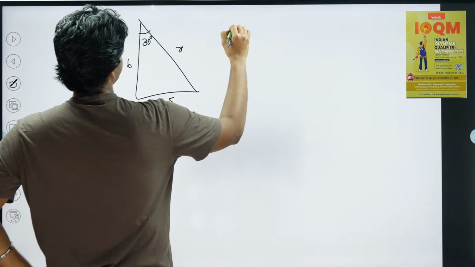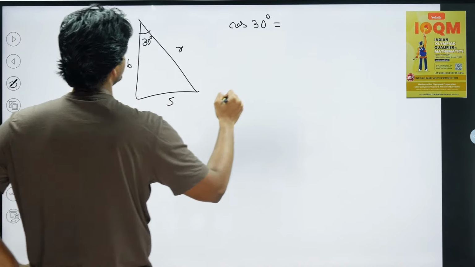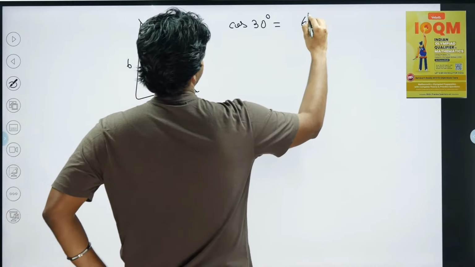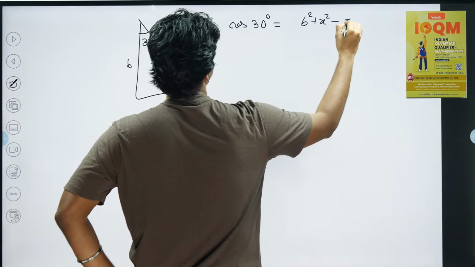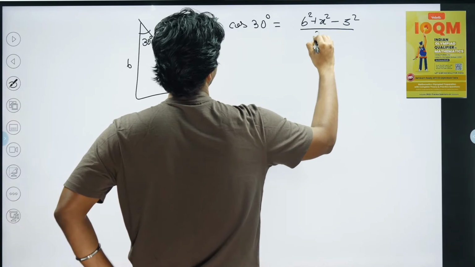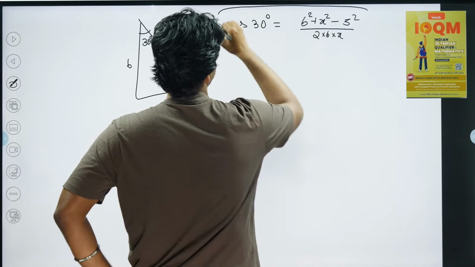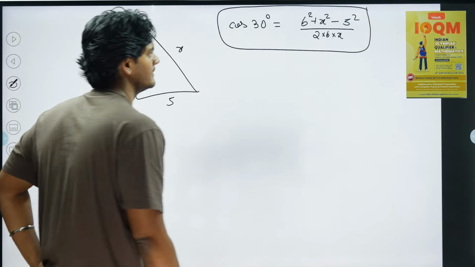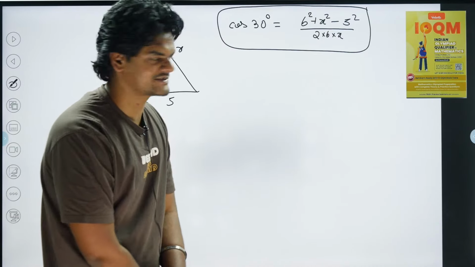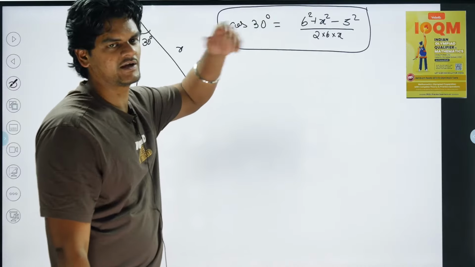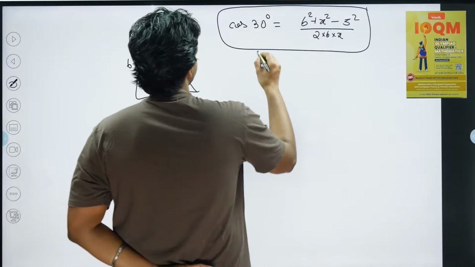I will apply cos 30 degrees is equal to 6 square plus x square minus 5 square by 2 into 6 into x. Find the value of x. No sine rule, not sine rule. Cosine rule gives you an equation in x, right? So you have to prove it based on that.